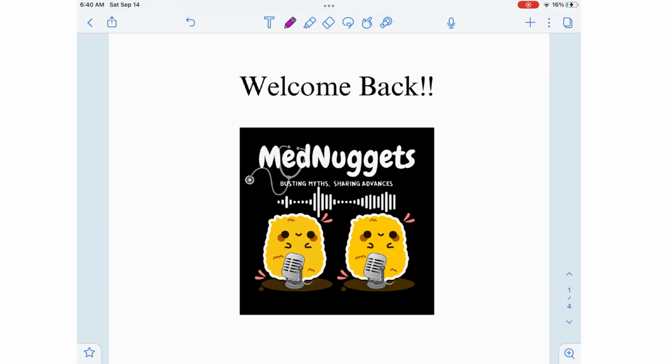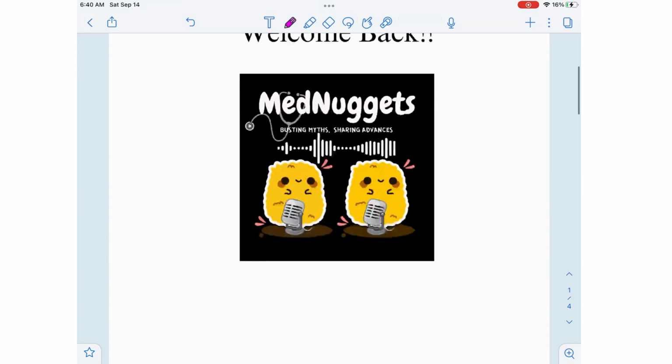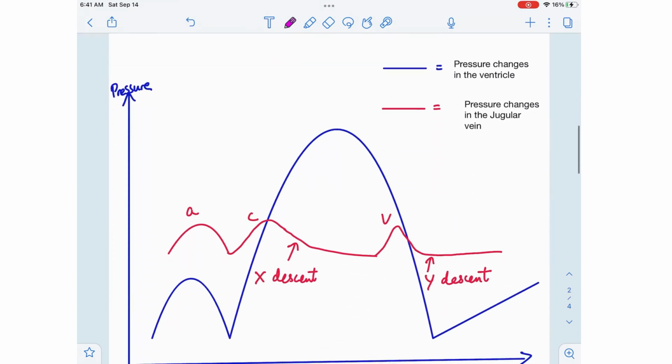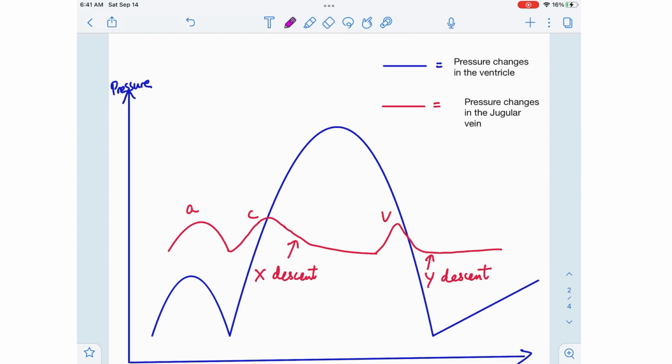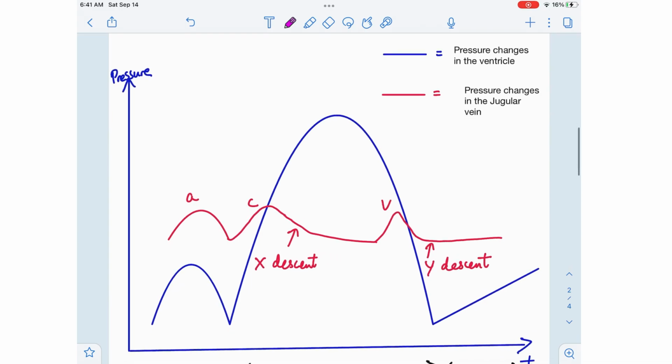In today's video, I'm going to teach you how to interpret the JVP curve and the ventricular pressure curve. So let's begin. In this diagram, you can see the ventricular pressure curve and the JVP curve. The blue line represents pressure changes in the ventricle, that is the ventricular pressure curve, and the red line represents pressure changes in the jugular vein, which is the JVP curve, right?